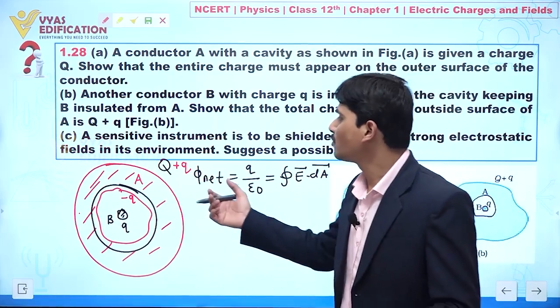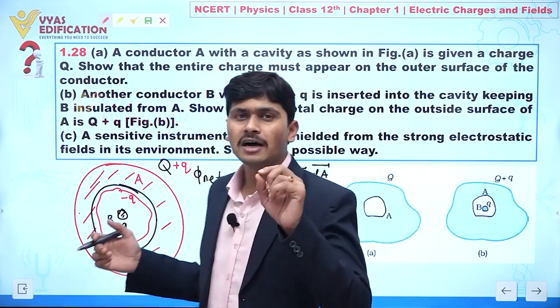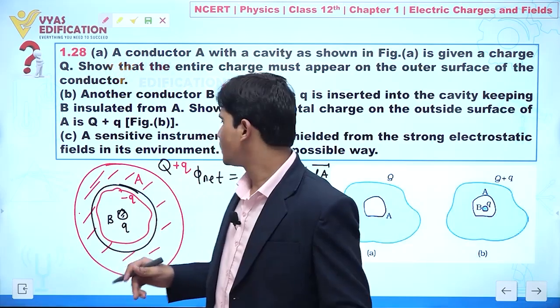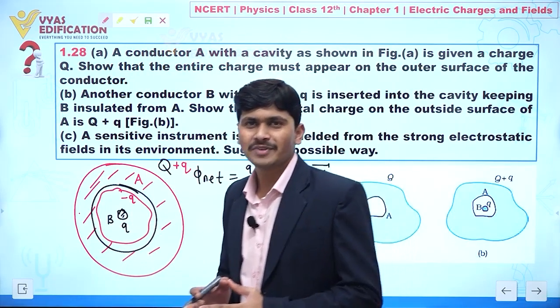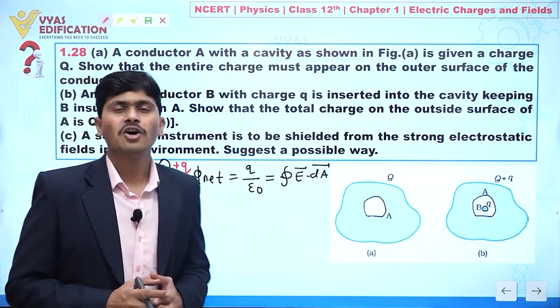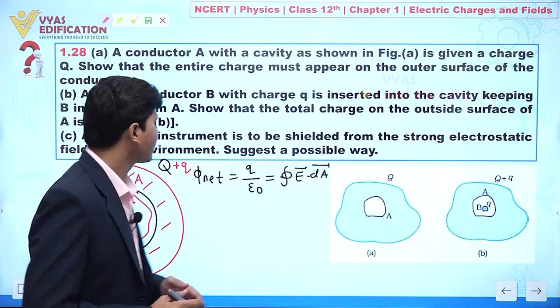like this we can prove the total charge present on the outer surface of conductor A. This is capital Q plus small q, when we place a charge small q inside a cavity. Clear to everyone? Yes or no? So this is all about part number B. Clear?